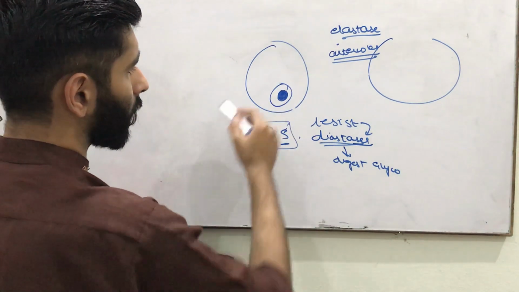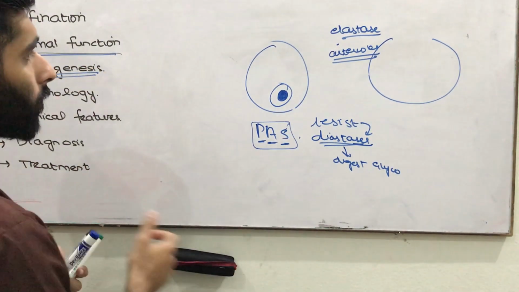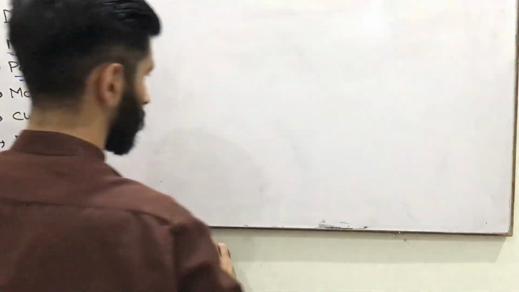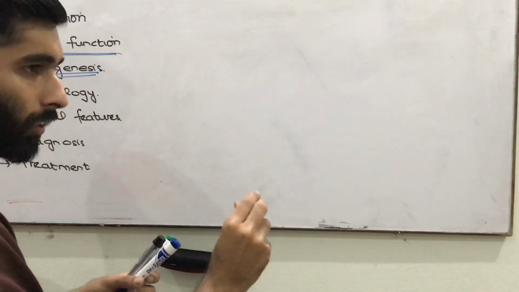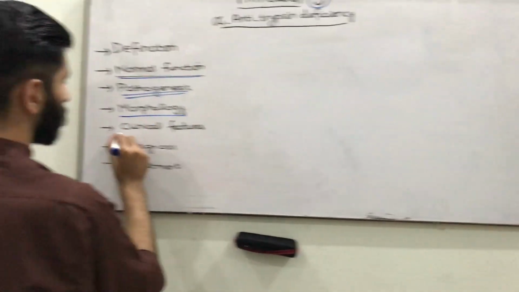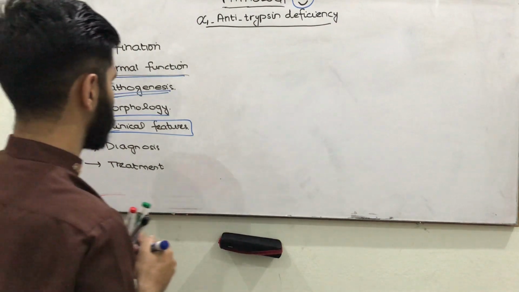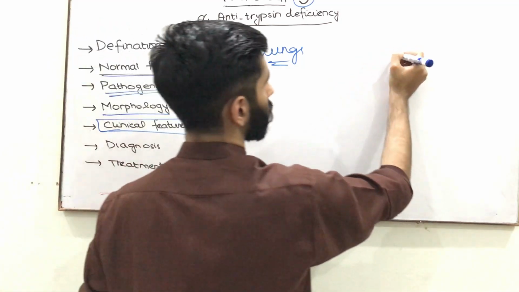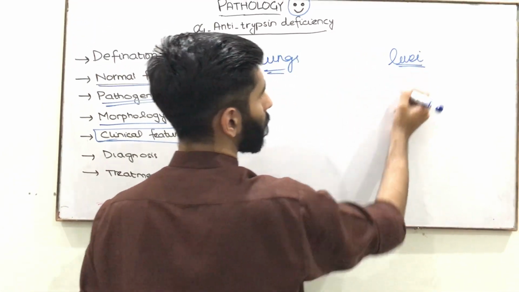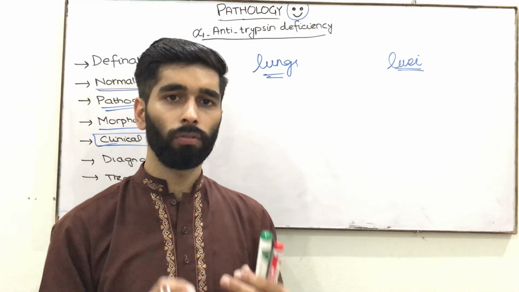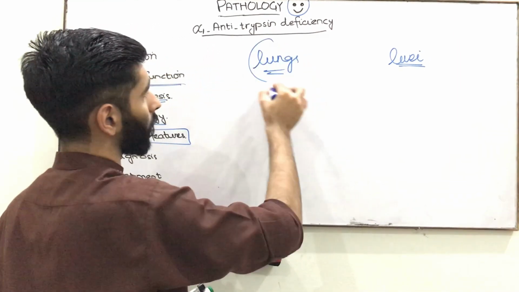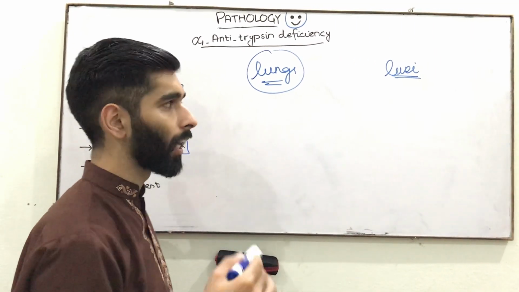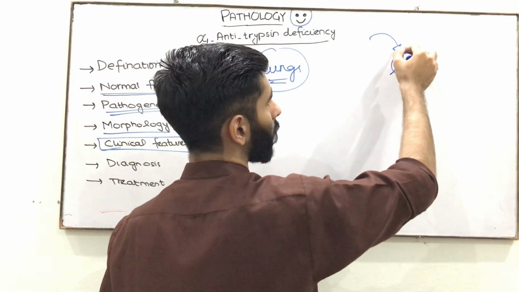And in the liver, there are cytoplasmic inclusions. So this is the morphological appearance: large sacs of acinus separated by very thin septa. Now we will see the clinical features in case of lungs and in case of liver. As I already mentioned, if there is only deficiency of alpha-1 antitrypsin, it will only affect the lungs. But if the alpha-1 antitrypsin is mutated, abnormal or misfolded, it will also affect the liver.